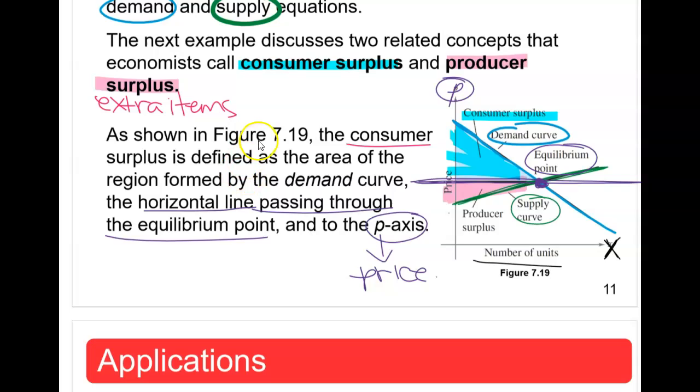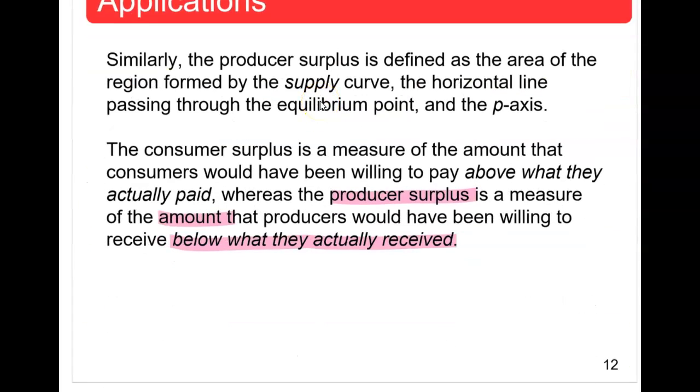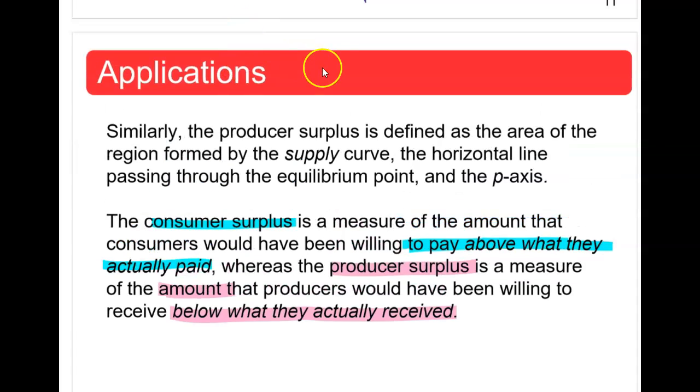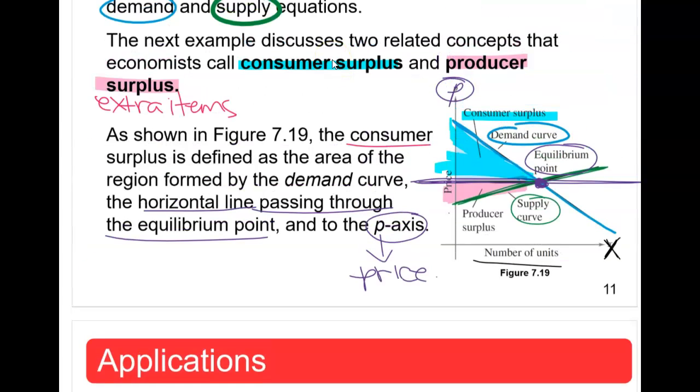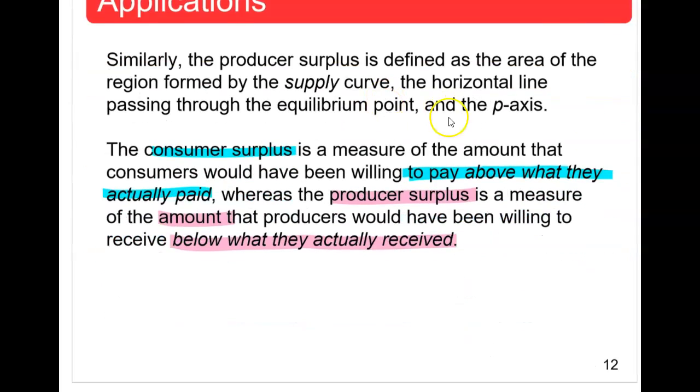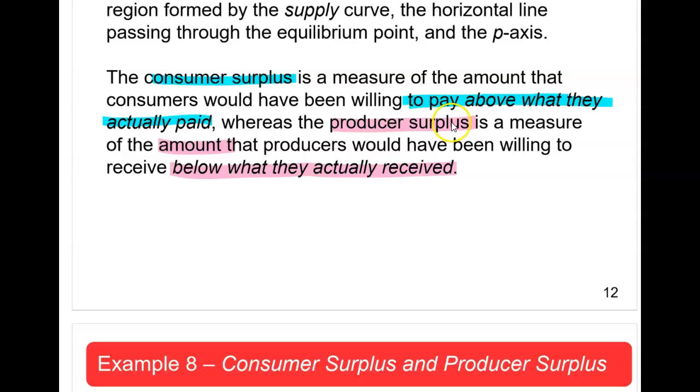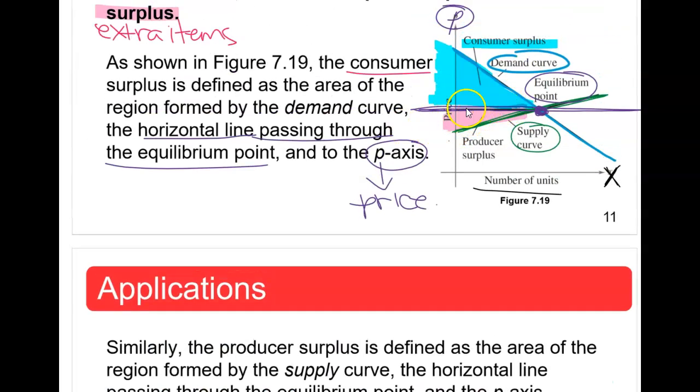And then the consumer surplus, which is above that line, is a measure of the amount that consumers will have been willing to pay above what they actually paid. So yeah, I think it does kind of translate to what I was thinking. For example, if every time a new phone comes out, they run out of them, people are willing to pay more than they should. So yeah, it's like the opposite of having extra products from the manufacturer.